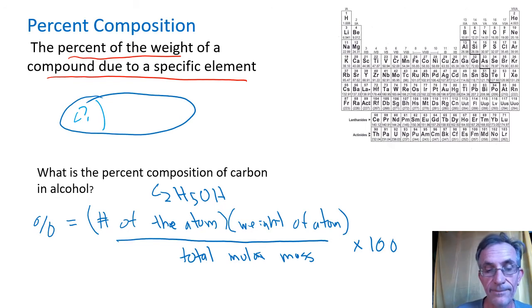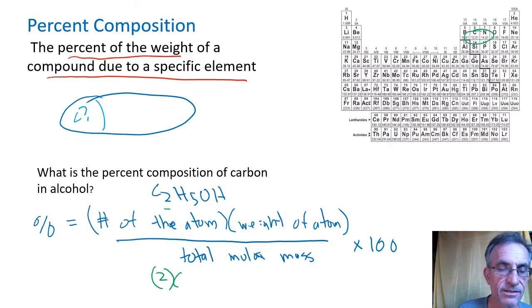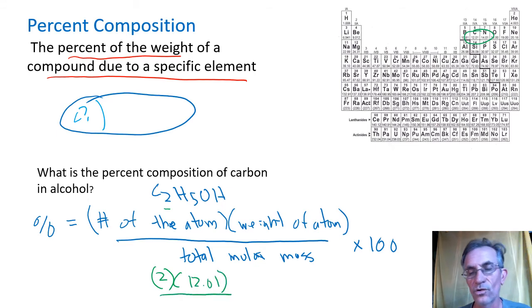So to work this out, it's going to be the number of atoms of carbon we have. How many do we have? Look at the formula. There's 2. So it'll be 2 times the weight of a carbon atom. We've used that a bunch, haven't we? 12.01. Carbon's a popular element. Divided by the total weight.